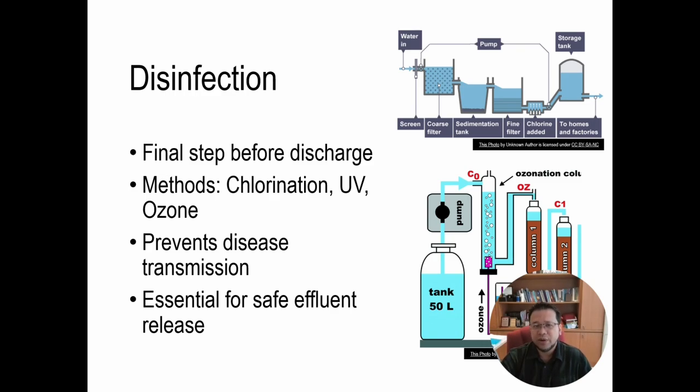Chlorination is common and inexpensive, but the residual chlorine must often be removed, or dechlorinated. Ultraviolet, or UV, light is another method that works by destroying the organism's ability to reproduce, and it has the advantage of not requiring any added chemicals. Lastly, ozone is a powerful disinfectant, though typically more expensive than chlorine. Disinfection is the essential last checkpoint to ensure a safe effluent release.